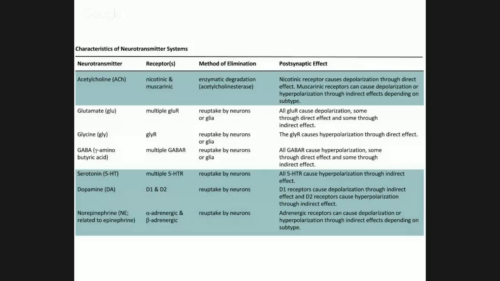So acetylcholine has two possible effects because some of the receptors are depolarizing and some are hyperpolarizing. Dopamine, same thing. Some depolarize, some hyperpolarize. Adrenergic receptors, same thing. Some depolarize, some hyperpolarize. But the amino acids and serotonin all have only one effect because all of their receptors do the same thing. Glutamate always causes depolarization. Glycine, GABA, and serotonin always cause hyperpolarization.